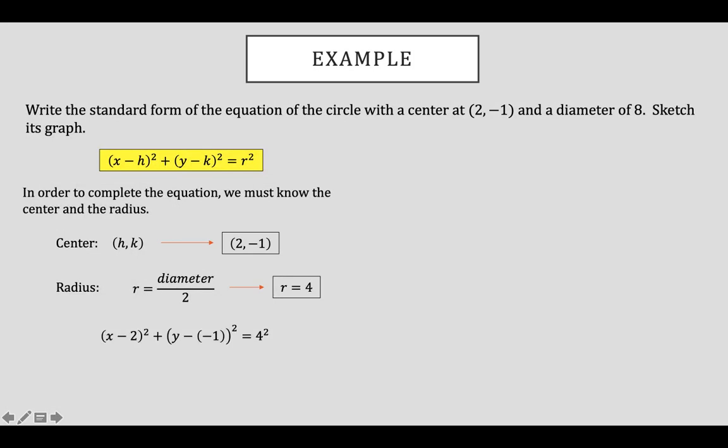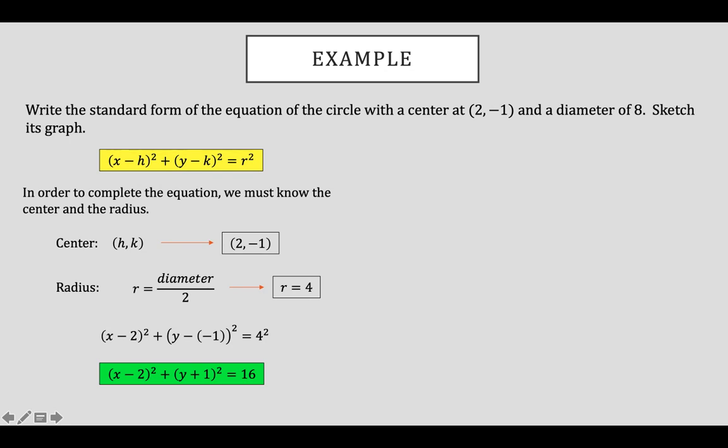Now that we have h and k and r, we can plug those into our equation to get our standard form. That leaves us with (x − 2)² + (y − (−1))² = 4². Doing a little bit of algebra, we can simplify things to make it look a little bit nicer: (x − 2)² + (y + 1)² = 16. Notice that subtracting a negative becomes a positive, and squaring our radius of 4 leaves us with 16.